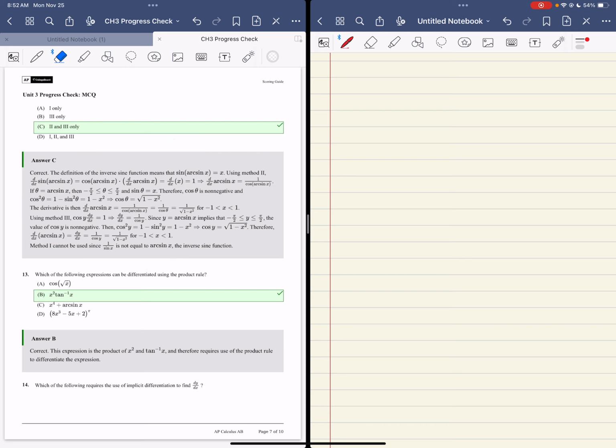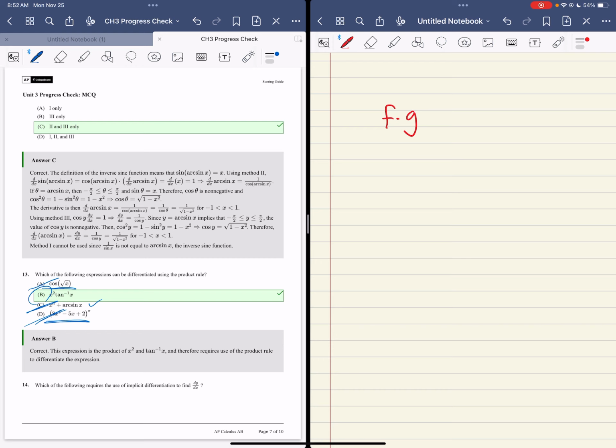So yeah, question number 13. Which of the following expressions can be differentiated using the product rule? I mean, product rule, so you should have f times g format. So that's gonna be the chain rule. So that's the product rule. That's gonna be just like power rule. That's gonna be the chain rule. Okay, so that's gonna be B.